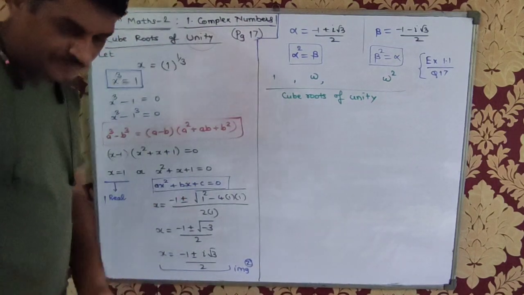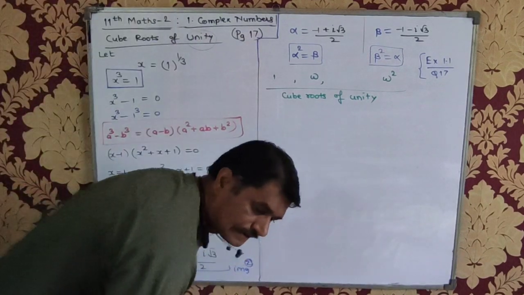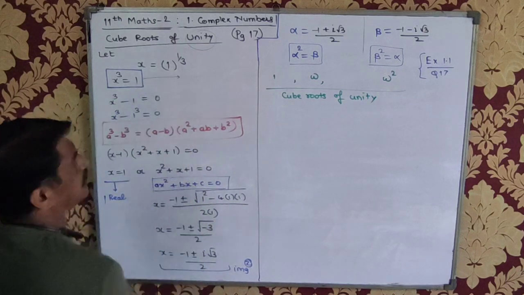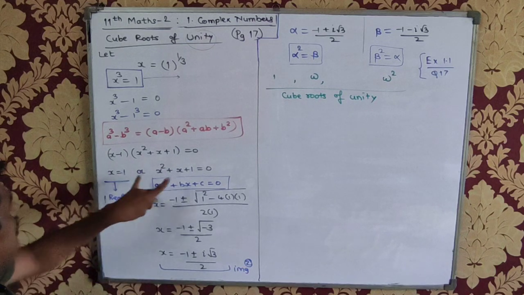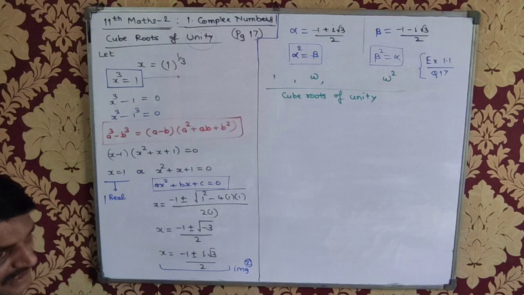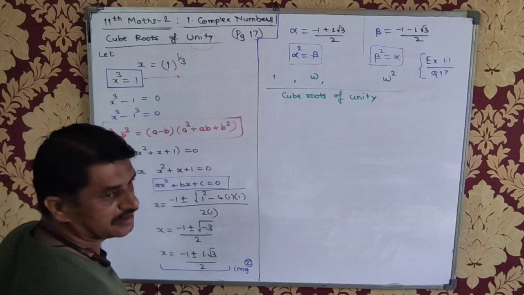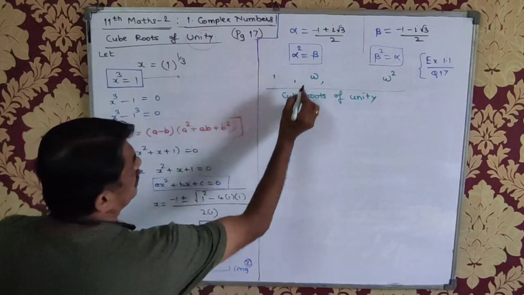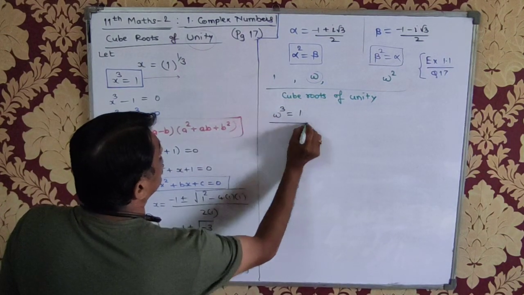Now you see here, this is the main equation. When we solved this equation, we got this answer and this answer, isn't it? So all three roots satisfy the main equation. So 1 cube is equal to 1. If I substitute omega, what is this going to become? Omega cube is equal to 1. This is one more formula.